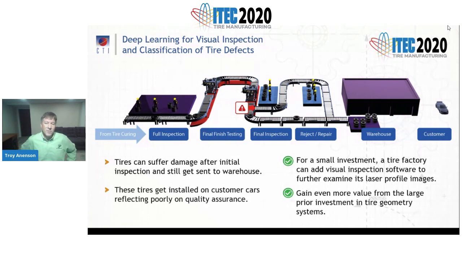So for a small investment, a tire factory could add visual inspection software to further examine its already collected 3D laser profile images. This allows the tire factory to gain even more value from its prior large investment in tire geometry systems.